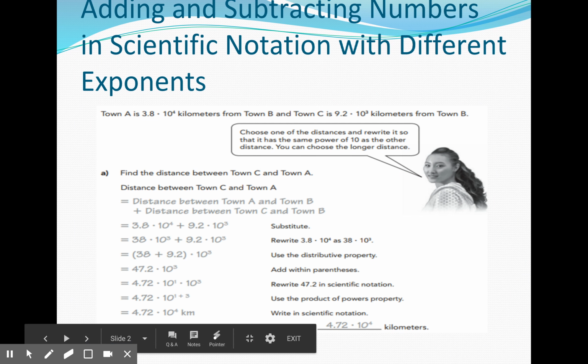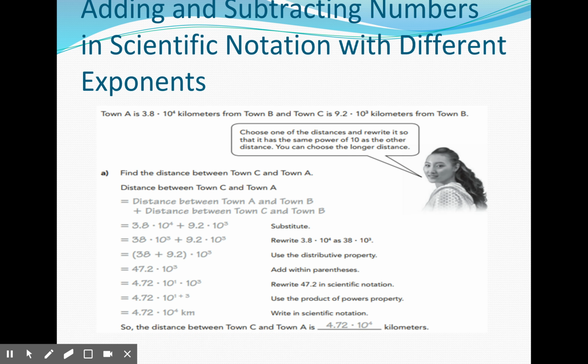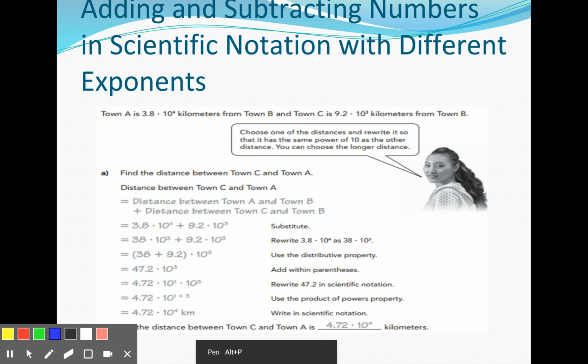So in this example here, we have town A with 3.8 times 10 to the 4th kilometers from town B, and town C is 9.2 times 10 to the 3rd kilometers from town B. So to find the distance between town C and town A, we would just simply add them together. But because we have different exponents, we can't do that. Again, we have a 4 here and a 3 here.